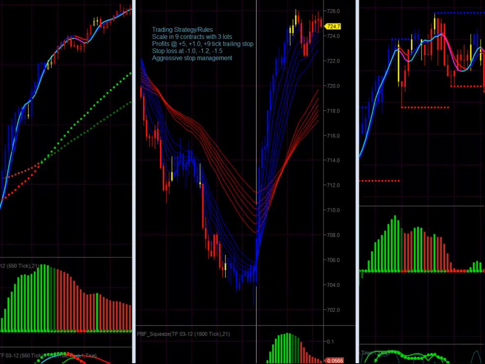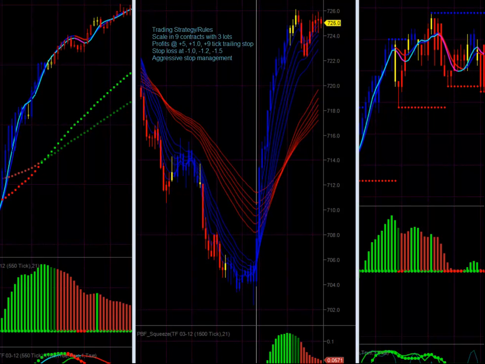Our trade management rule is 9 contracts scaling in with 3 contracts at a time, and we take the first 2 contracts off with 5 and 10 tick profit stops, and we're going to trail that last contract with a 9 tick trailing stop. We place our stop losses automatically at 10, 12, and 15 ticks, but as always we're going to aggressively move our stops when we go green on a trade, typically to +1 or +2.